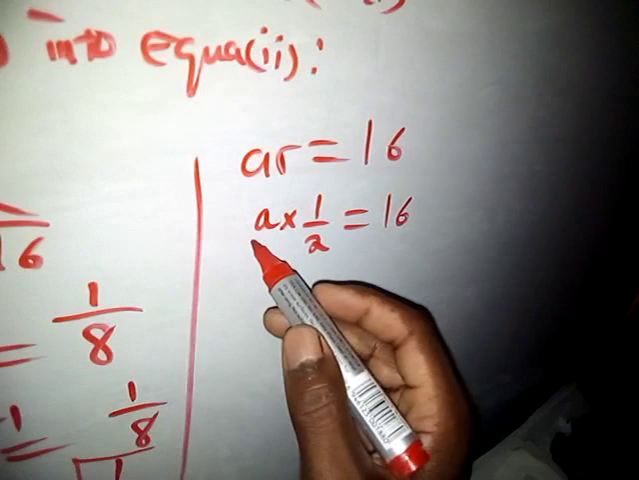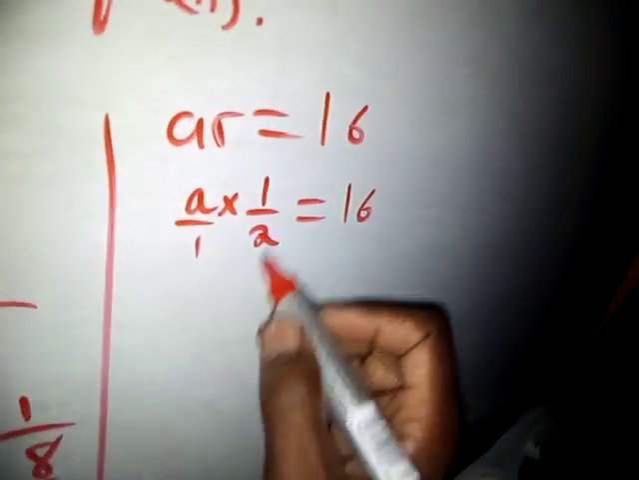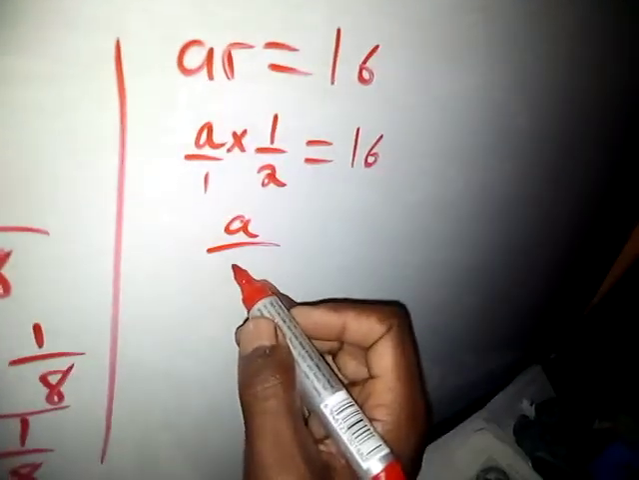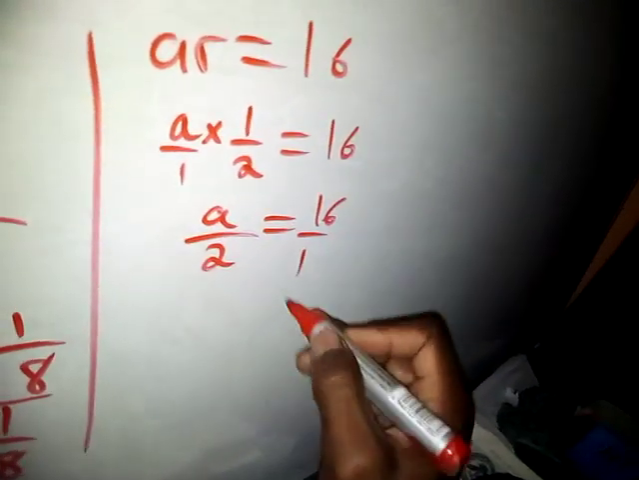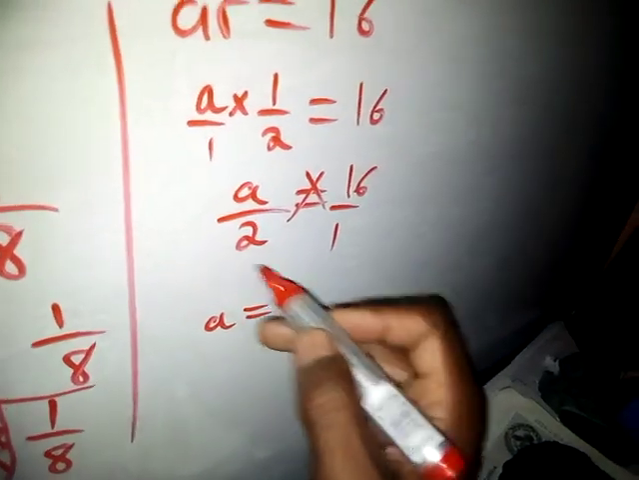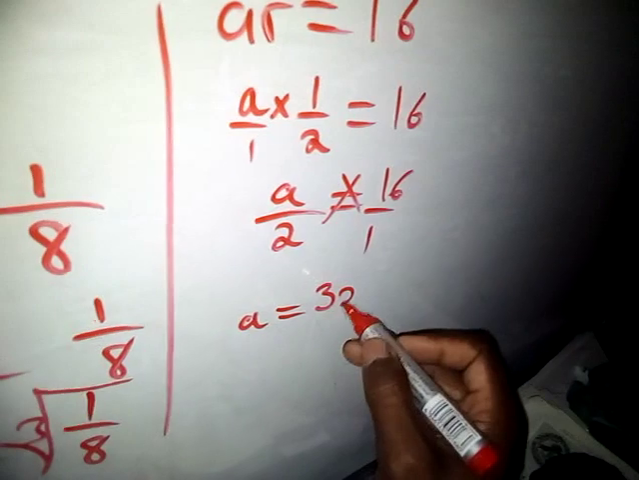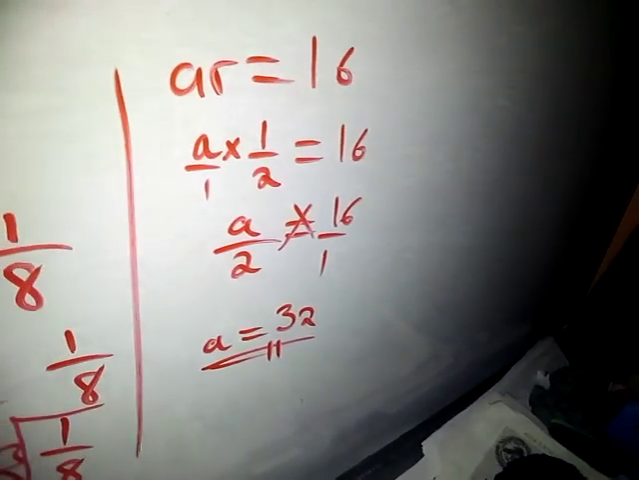A can be expressed as A over 1. And when you multiply the numerators, A times 1, which is A, the denominators will be 2 times 1, which is 2. And this will give us 16. We cross multiply. A times 1 is A. 2 by 16 is 32. Therefore, the first term is 32. This is how you go about it.